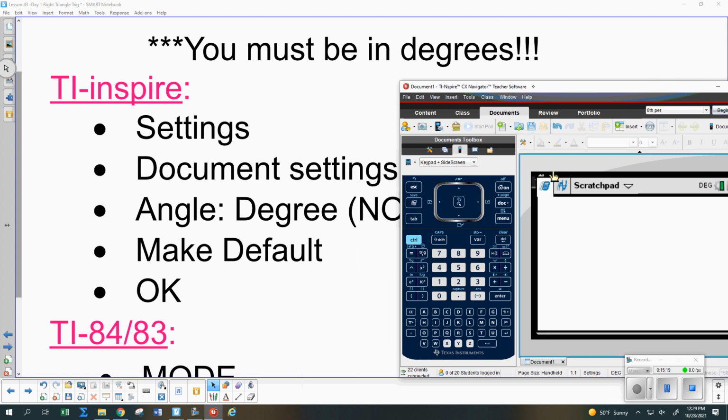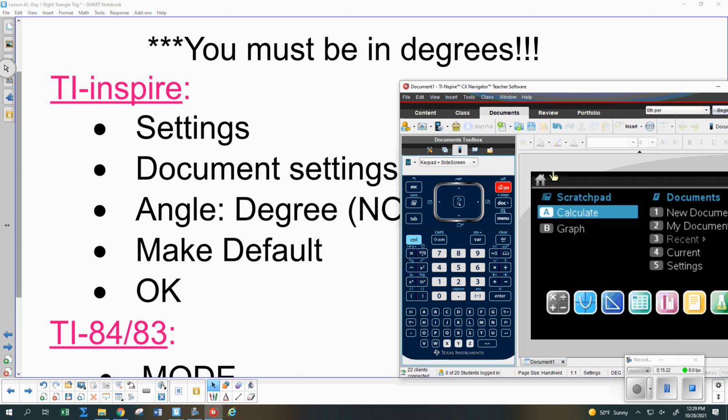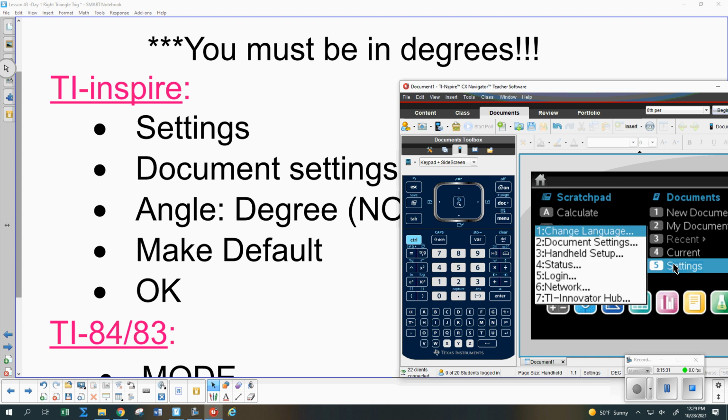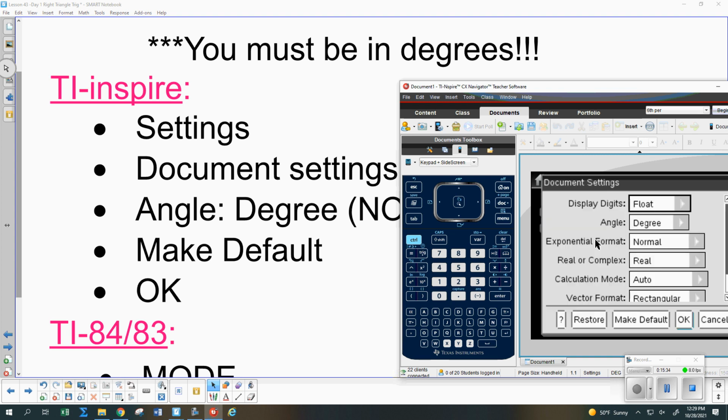To do that, we need to be on the home screen, and then we are going to pick settings, which is number 5. And then we are going to pick document settings. And then we go to where it says angle. Mine says degrees. If yours didn't, you do the drop down and pick degrees. And then you go down to the bottom, make it your default. If your operating system still says that, click OK so that you save that. Nobody had an 83, 84, right? So I won't go through that. So everybody good for today anyway? You've got something where you know you're in degrees.